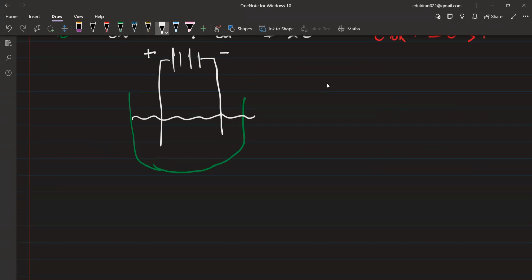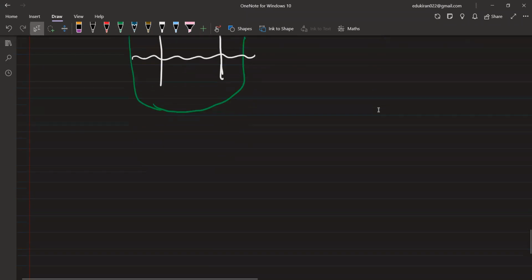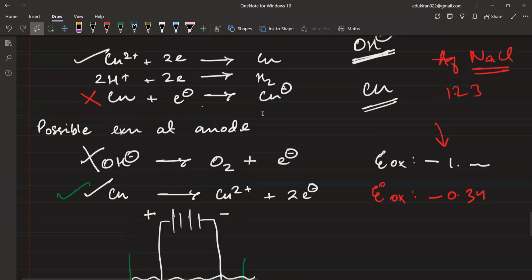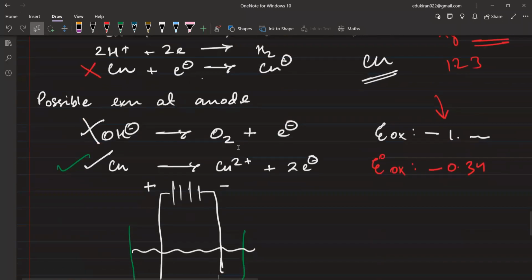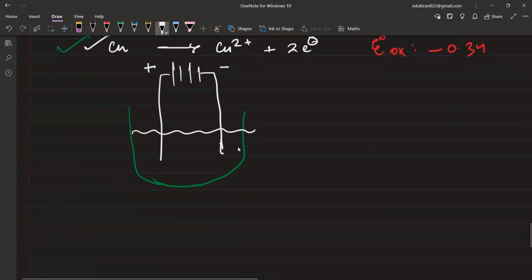Now at the cathode, what was happening? Tell me, guys, at the cathode. See here, Cu2+ plus 2e- gives copper, right? And what was happening at the anode? Copper is going away from the anode and it is going to give you copper 2+. And what is happening at the cathode? Copper 2+ is going to this rod and it is getting converted to copper.